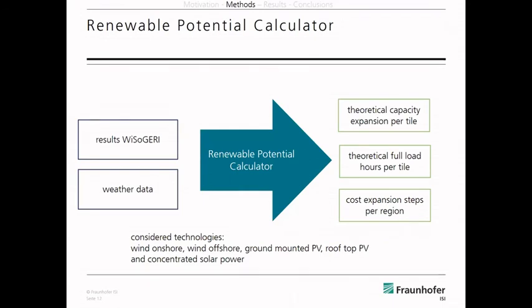So the results of this RISO-GERI, which is the available area for renewable potentials, we combine with weather data on an hourly basis. And we throw all of this in the renewable potential calculator. And this calculator then gives us the theoretical capacity expansion per tile and the full load hours and the cost expansion steps per region. We consider technologies like wind onshore, offshore, ground mounted PV, rooftop PV, and concentrated solar power.